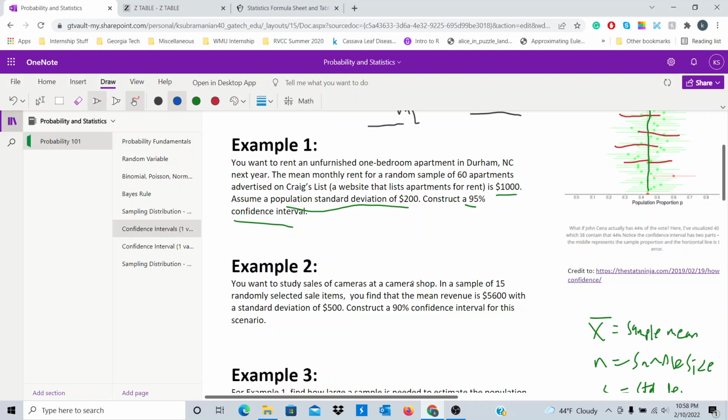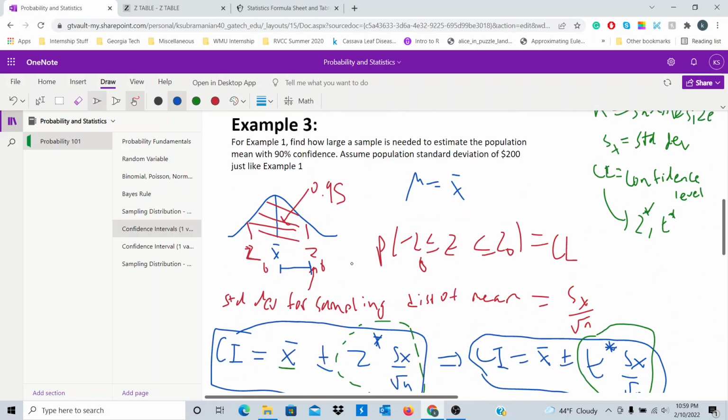So we want to study sales of cameras at a camera shop. We have a sample of 15 randomly selected sale items. We find that the mean revenue among those samples is $5,600 with a standard deviation of $500. We're going to use a 90% confidence interval for this scenario.